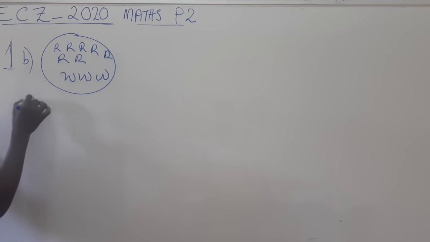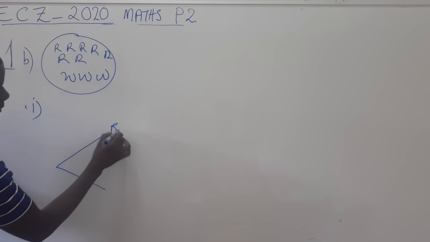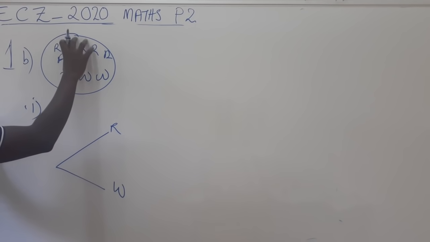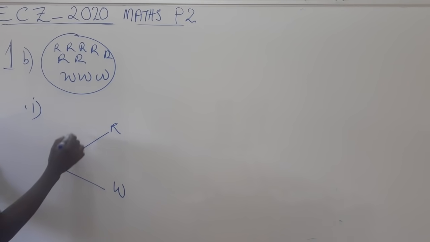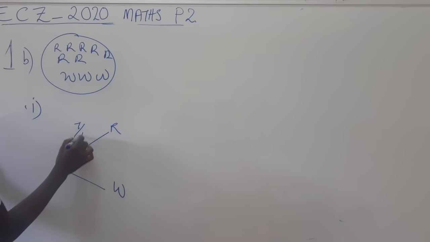Okay, so we have the tree diagram. We are going to have red and white. So what is the probability of us getting a red ball here? How many red balls do we have? We have 7 over 10.